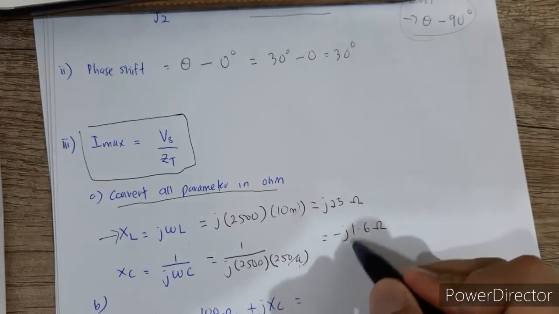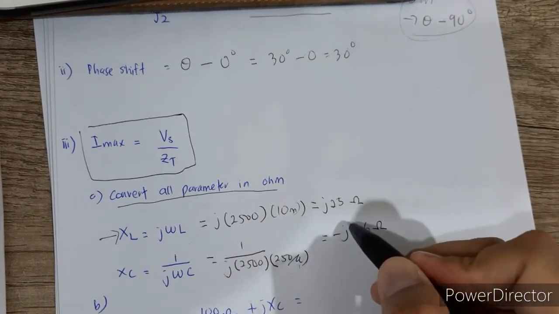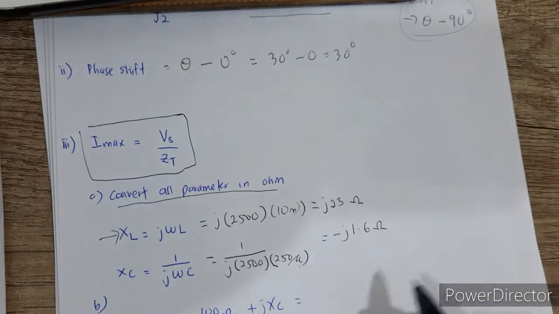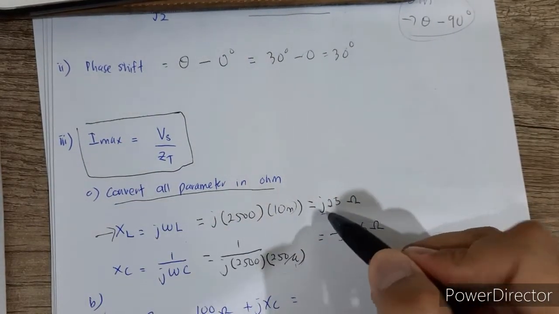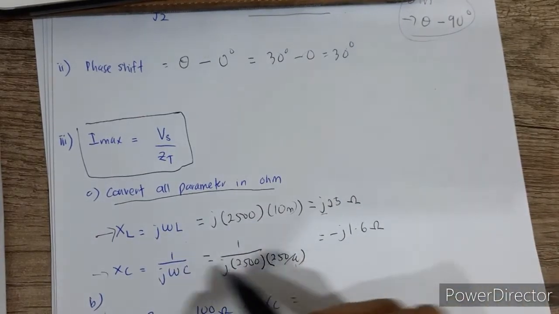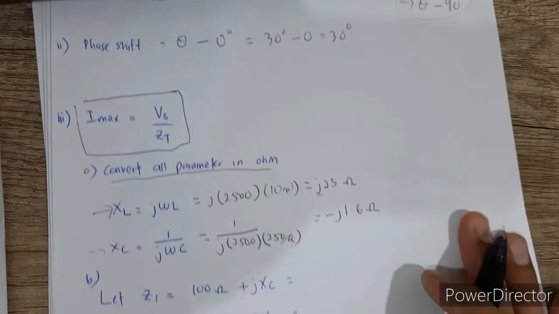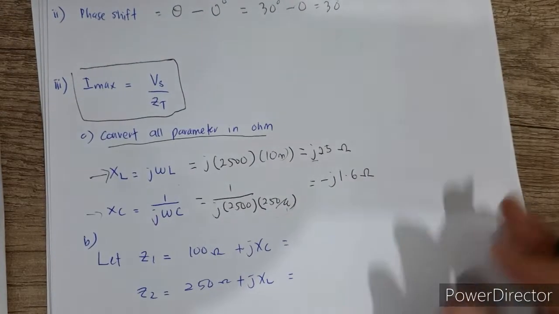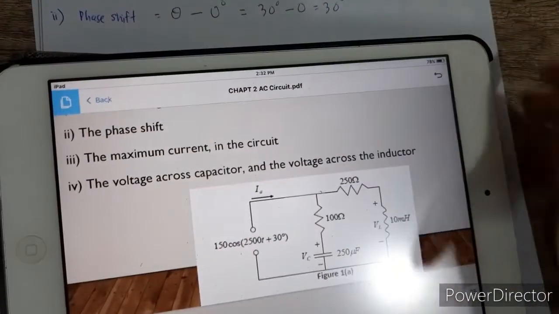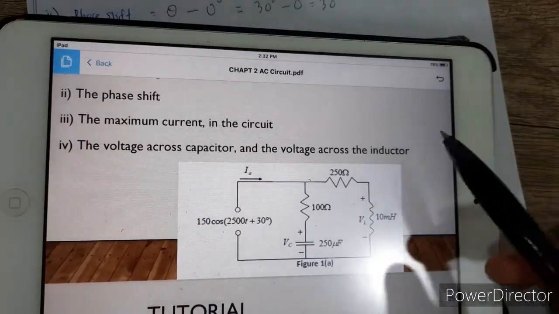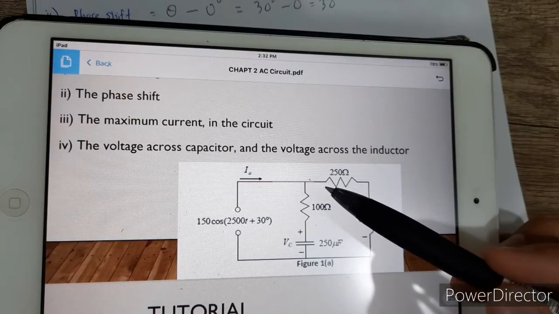So why does it become negative j? Because of 1 over j, you will get negative j. You should remember that XL is positive and XC must be negative for capacitor. Refer back to the impedance triangle. So to determine Z total, actually this circuit is just a parallel circuit.